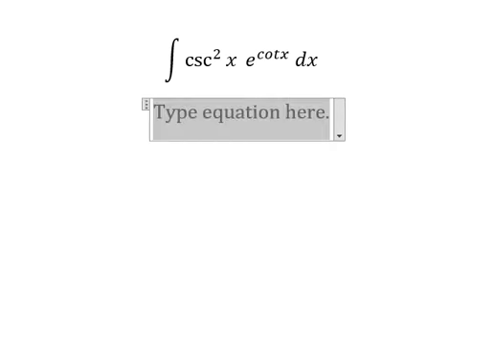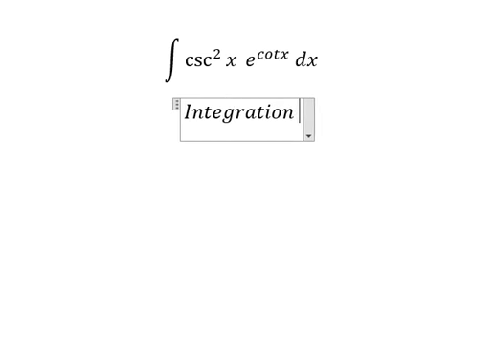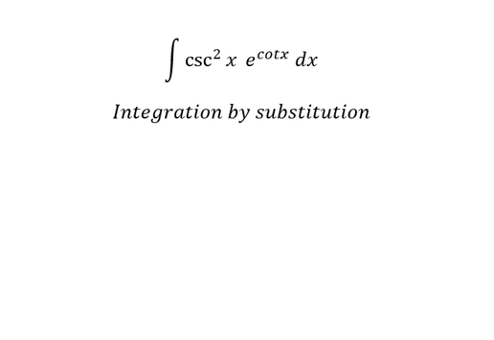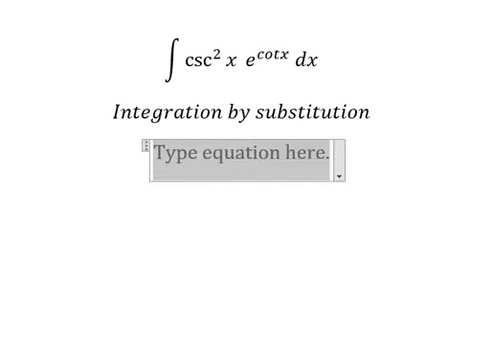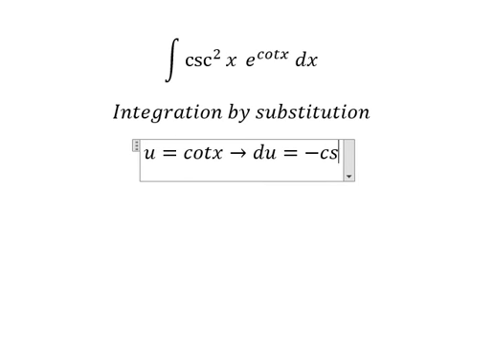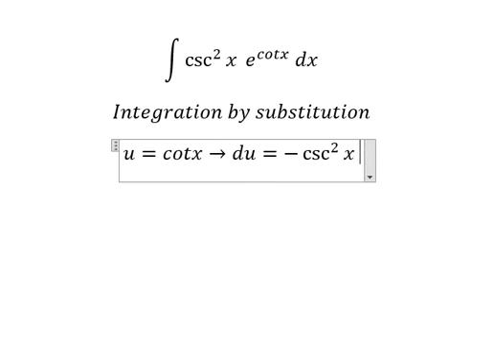Now let's go to the second one. We need to use integration by substitution. So I need to put u equals cot x. Later we take the first derivative of both sides, and we have negative cosecant squared x dx.